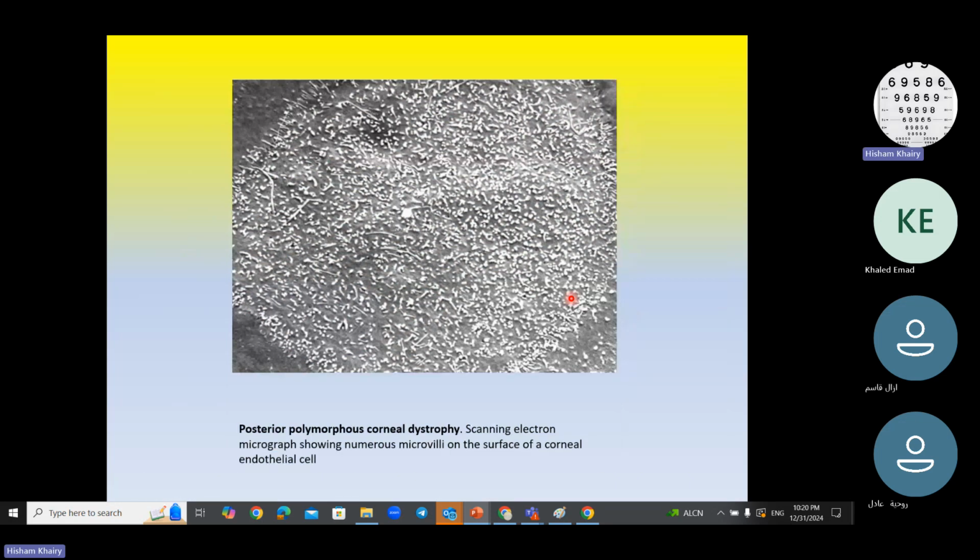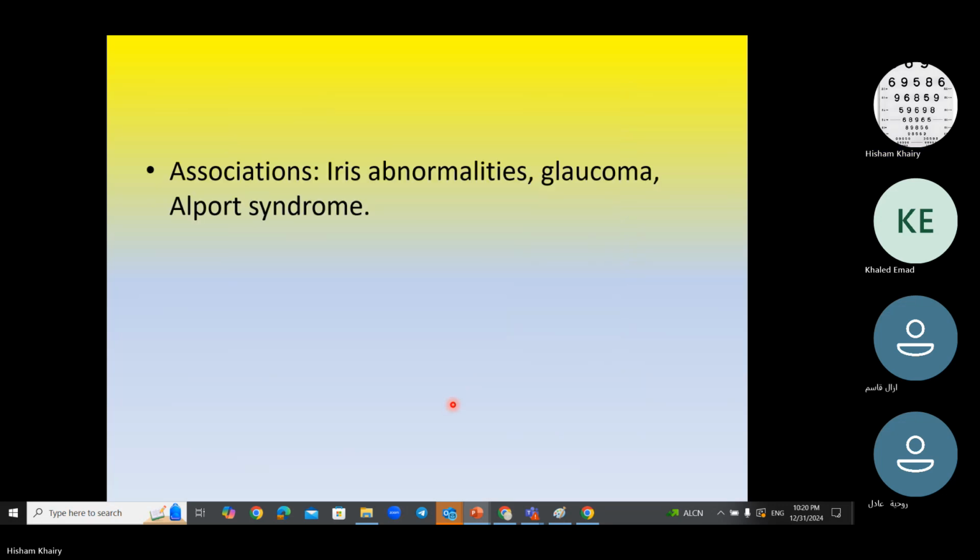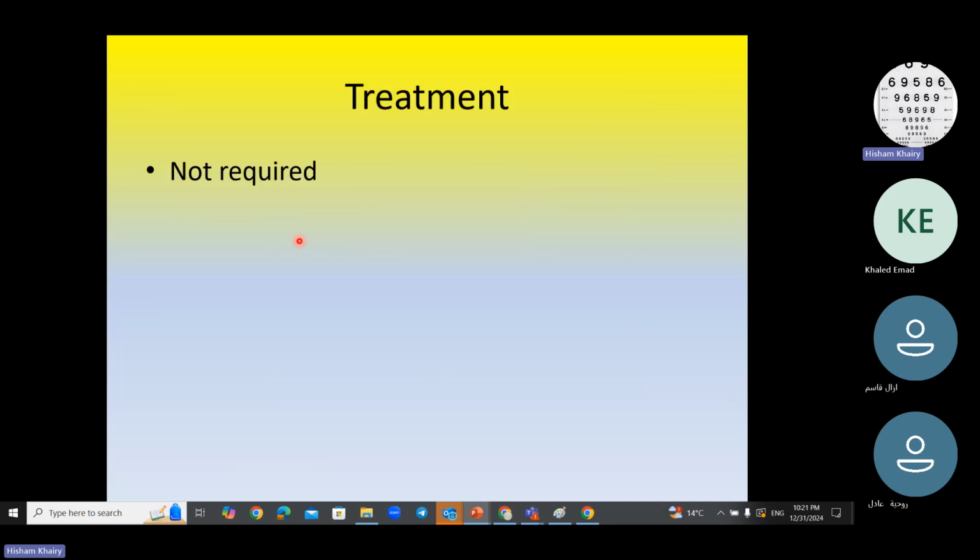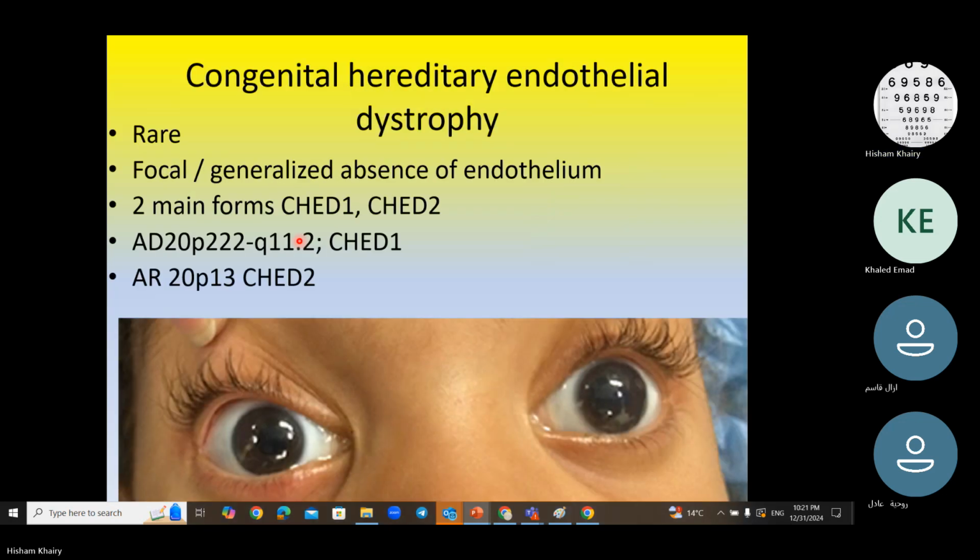If you are lucky to have a tissue specimen and do scanning electron micrograph, you will see numerous microvilli on the surface of the corneal endothelial cell. Associations with posterior polymorphous dystrophy are iris abnormalities, glaucoma, and Alport syndrome. Treatment not required. Moving on, there is congenital hereditary endothelial dystrophy, which is rare, with focal or generalized absence of endothelium.